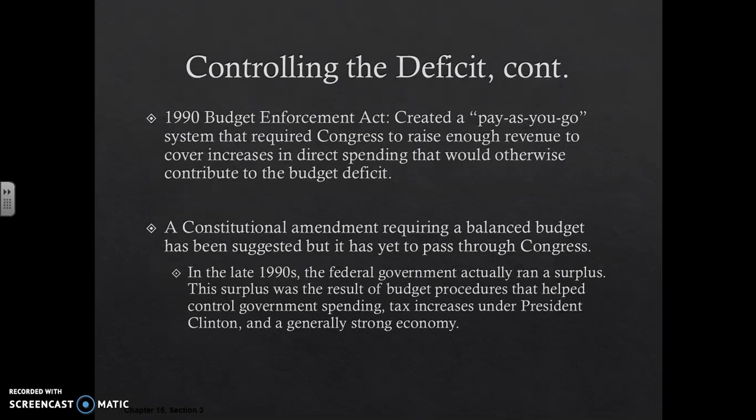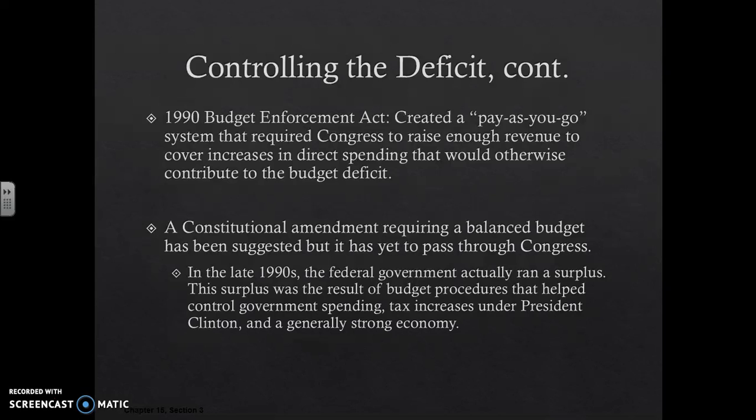In 1990, the Budget Enforcement Act created a pay-as-you-go system that required Congress to raise enough revenue to cover increases in direct spending that would otherwise contribute to the budget deficit, meaning if you're going to increase spending, you have to find a way to pay for it. A constitutional amendment requiring a balanced budget has been suggested, but it has not passed through Congress as of yet, meaning you can't spend more than you bring in.